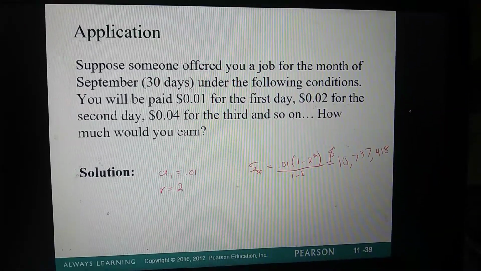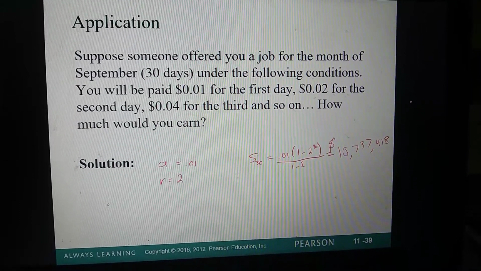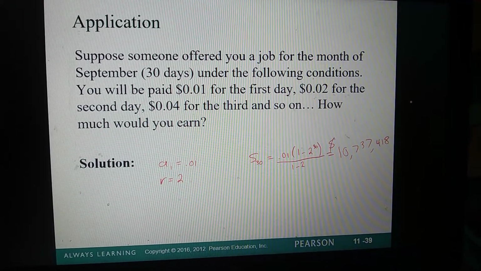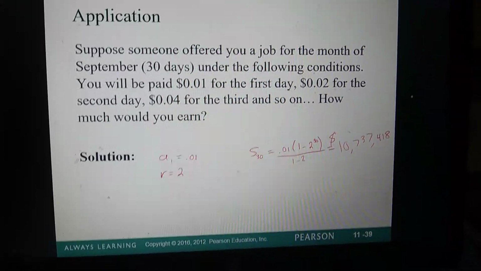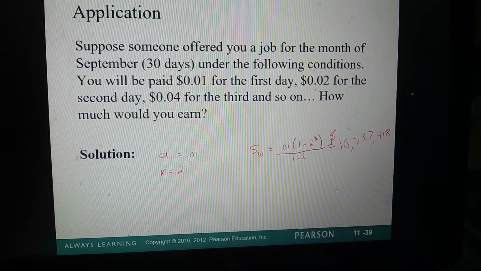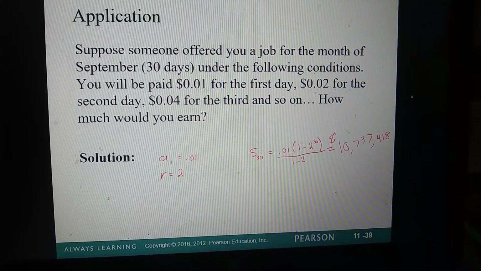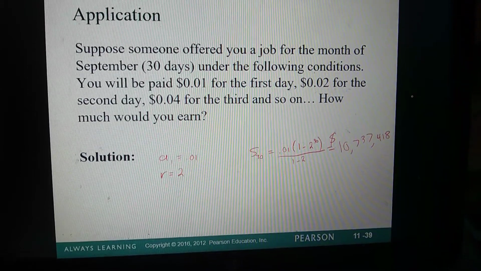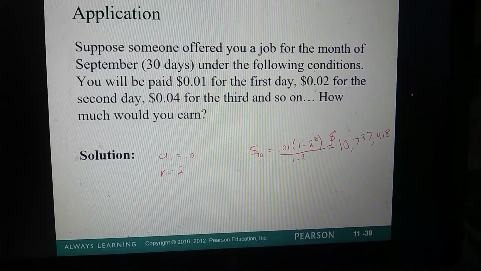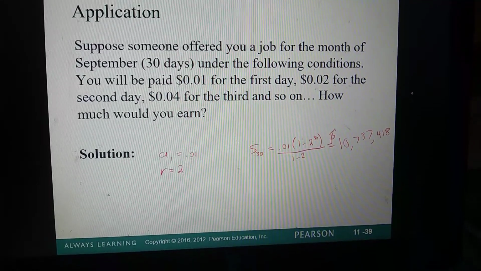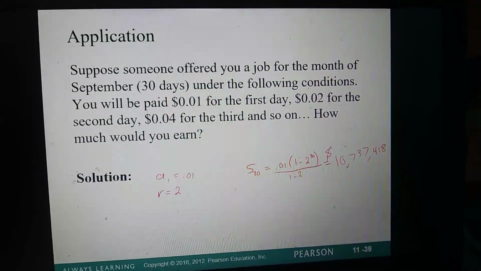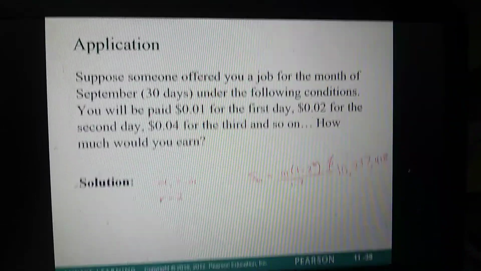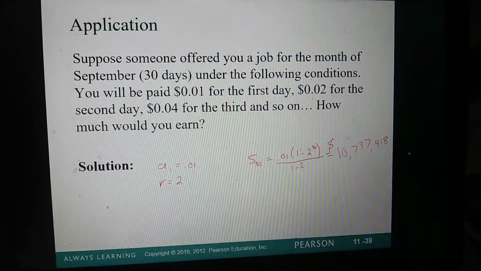So again, it's kind of a good illustration of why we can't talk about the limit of an infinite series, or of a geometric series, when the common ratio is bigger than 1, because it's just going to get huge very quick. So when we plug it in and find that 30th partial sum, you can see that suddenly that top, I mean, once you hit that whole number, it's just going to multiply really quickly. So, and we see that you end up with 10,737,418. So definitely a job. If someone offered it to me right now, I would take it.